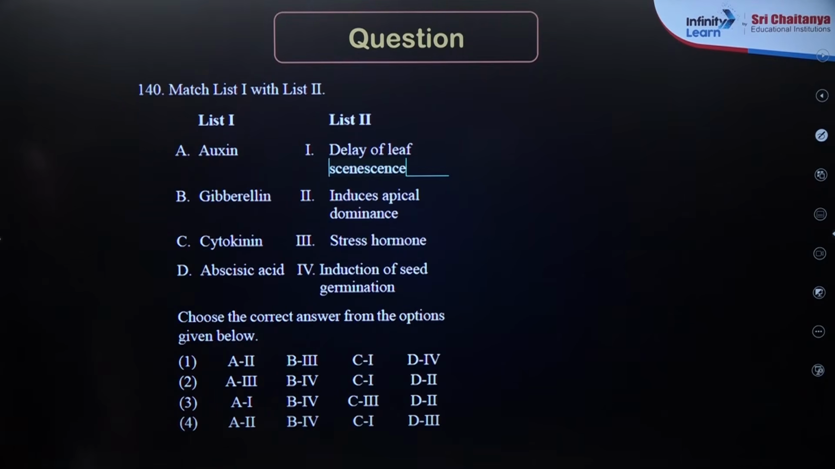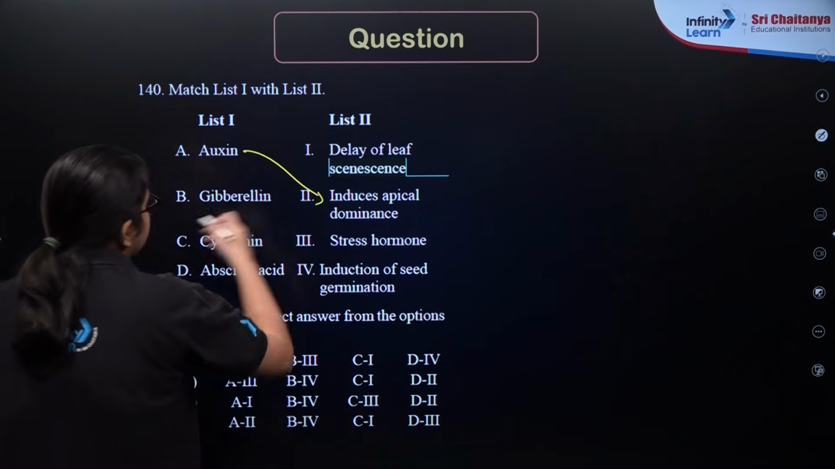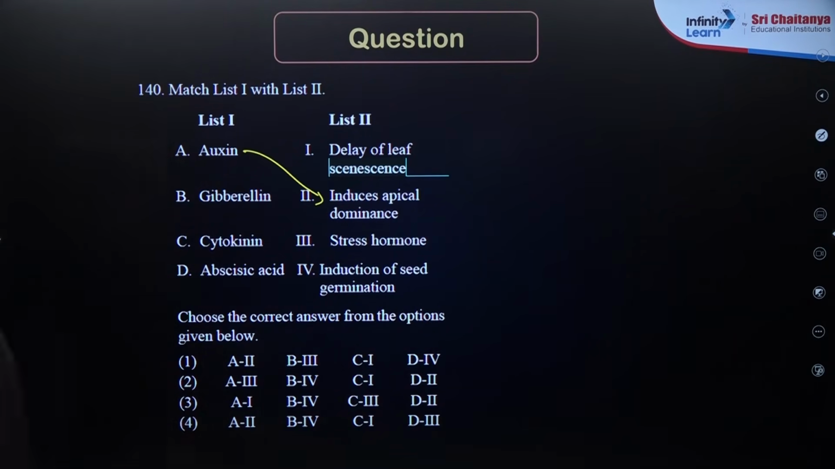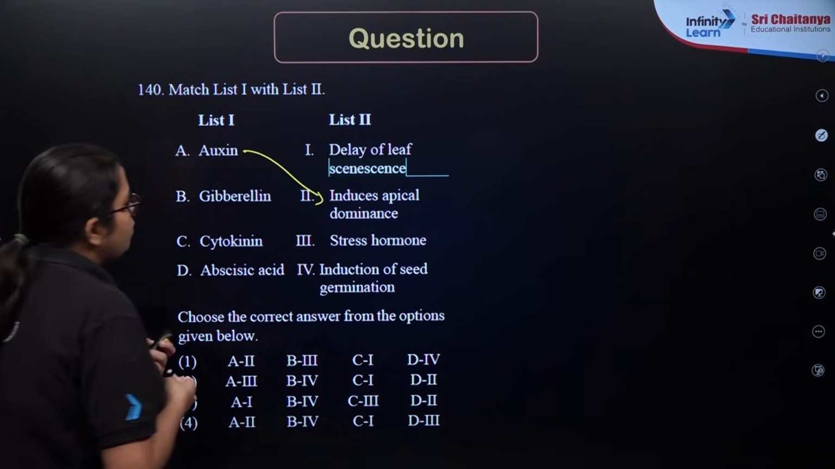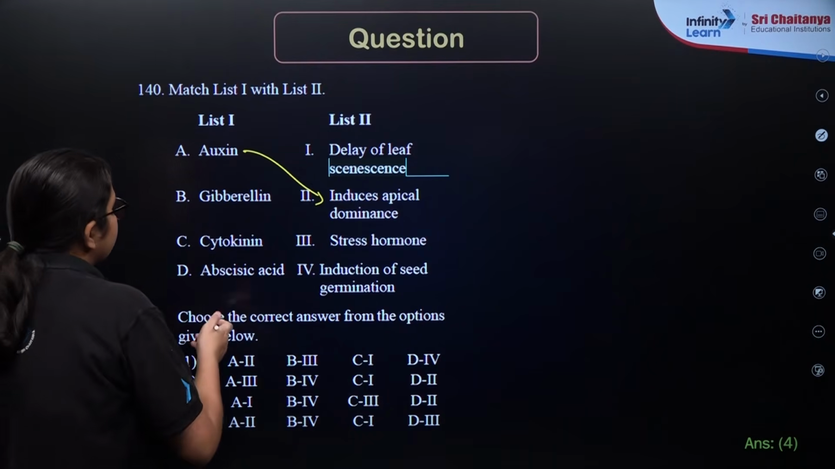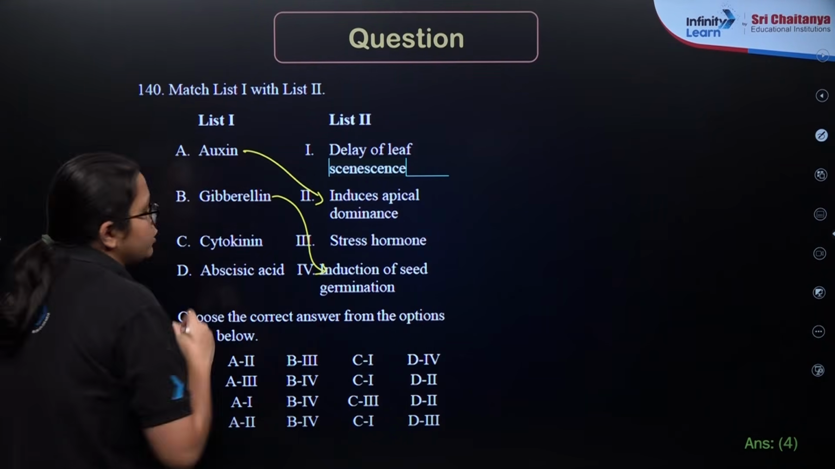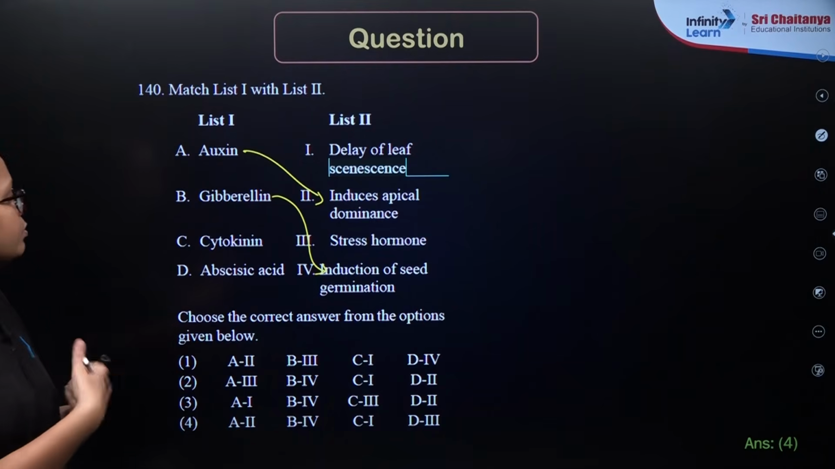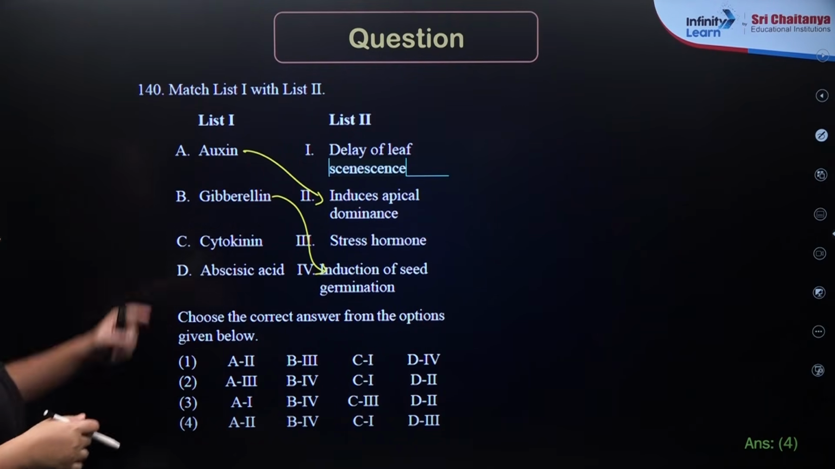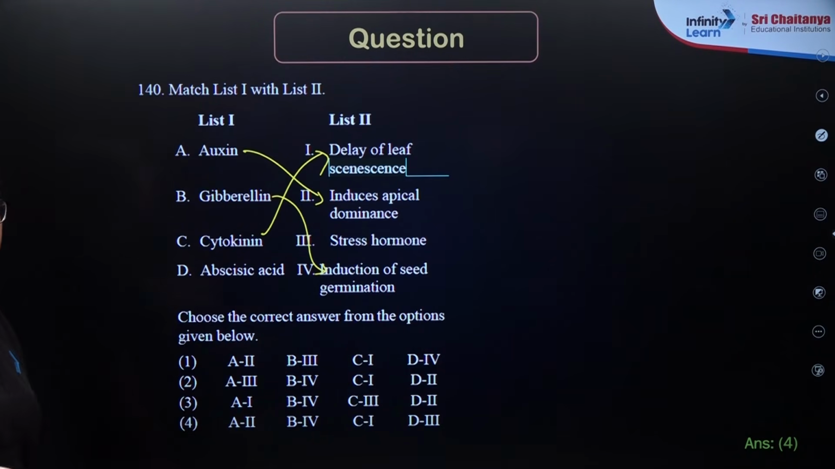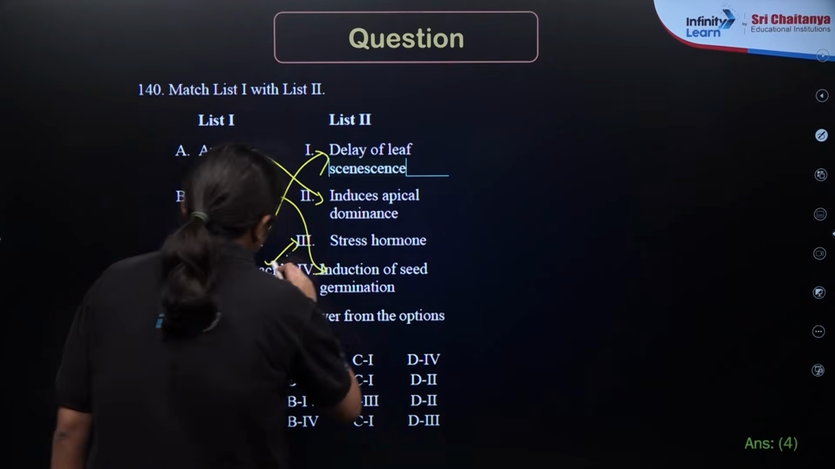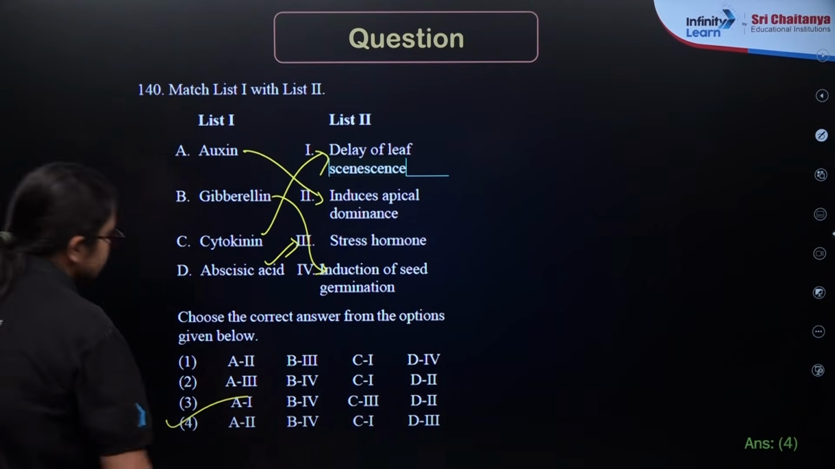Okay. Next, auxin. What does auxin do? Auxin will induce apical dominance, means it will only allow the apical bud to grow, not the lateral bud. That is your apical dominance. Gibberellins. What do gibberellins do? Gibberellins will induce seed germination, or basically start the seed germination. Cytokinin delays leaf senescence, and abscisic acid is a stress hormone. Okay, so which is the correct match? The 4th one is your correct match.